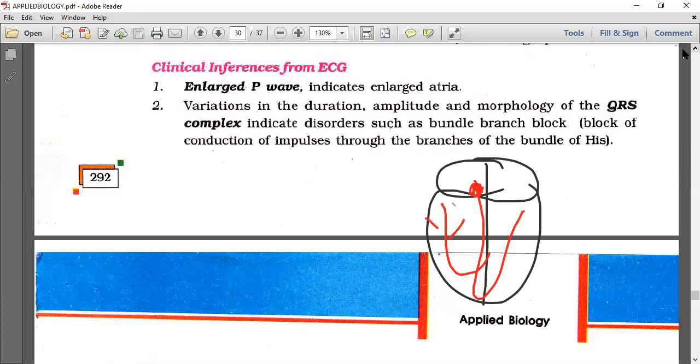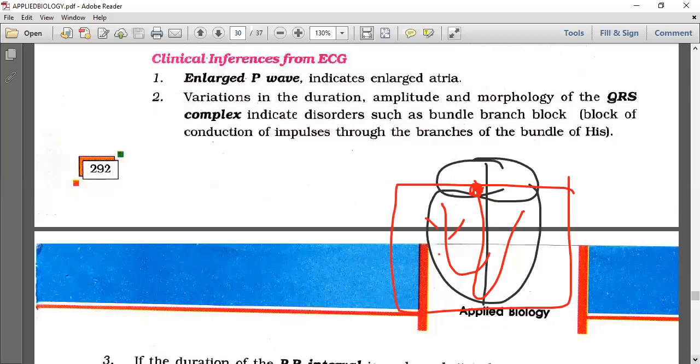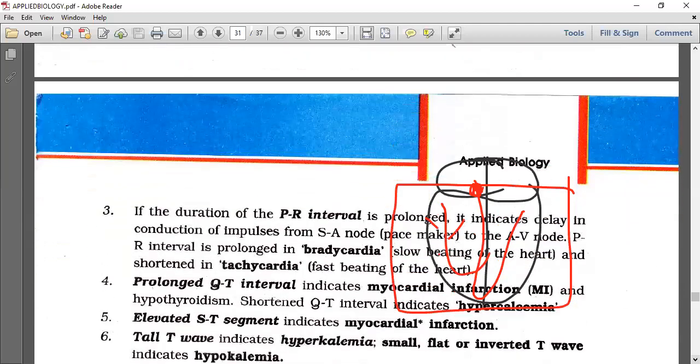So any kind of disorder in the duration, amplitude and morphology of the QRS complex indicates there is a problem in the bundle branch, meaning a blockage in the bundle of His, a lack of conduction of impulses to the branches of the bundle of His. Okay, easy to remember. If you learn it technically like this, it's very easy to remember.